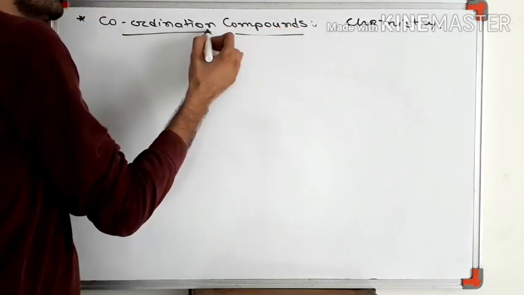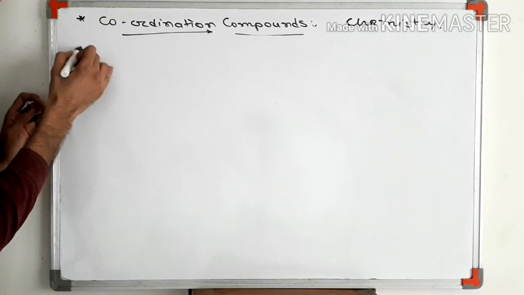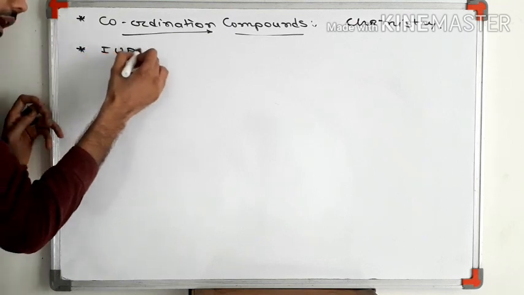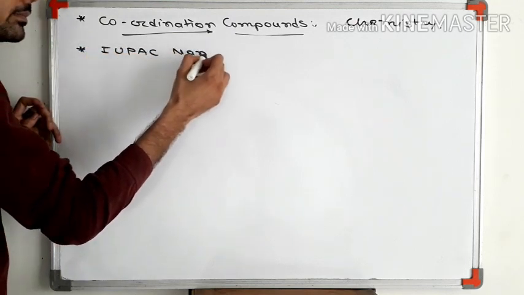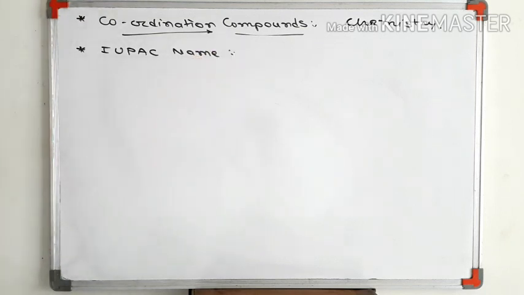Okay, today we are going to study about IUPAC name of coordination compound. What? IUPAC name of कोऑर्डिनेशन कंपाउंड.